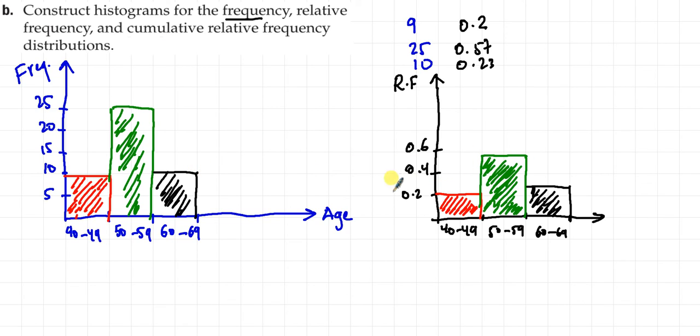The only difference here is that the relative frequency histogram is kind of downscaled. And for the cumulative relative frequency, the same thing. You just see what are the values that we got for the cumulative relative frequency. Let me tell you what these values are. For the cumulative relative frequency, we got 0.2, 0.77, and 1. Okay.